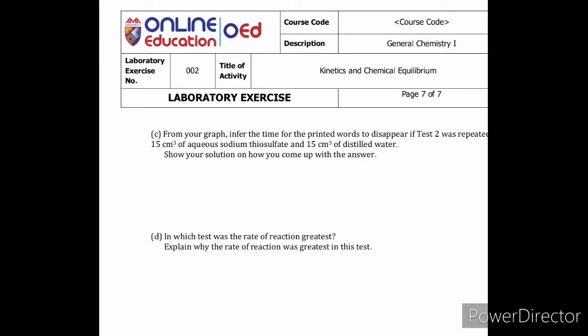Question C. From your graph, infer the time for the printed words to disappear if test 2 was repeated with 15 cubic centimeters of aqueous sodium thiosulfate and 15 cubic centimeters of distilled water. So I got 125 seconds for the printed words to disappear with 15 cubic centimeters of aqueous sodium thiosulfate and 15 cubic centimeters of distilled water.